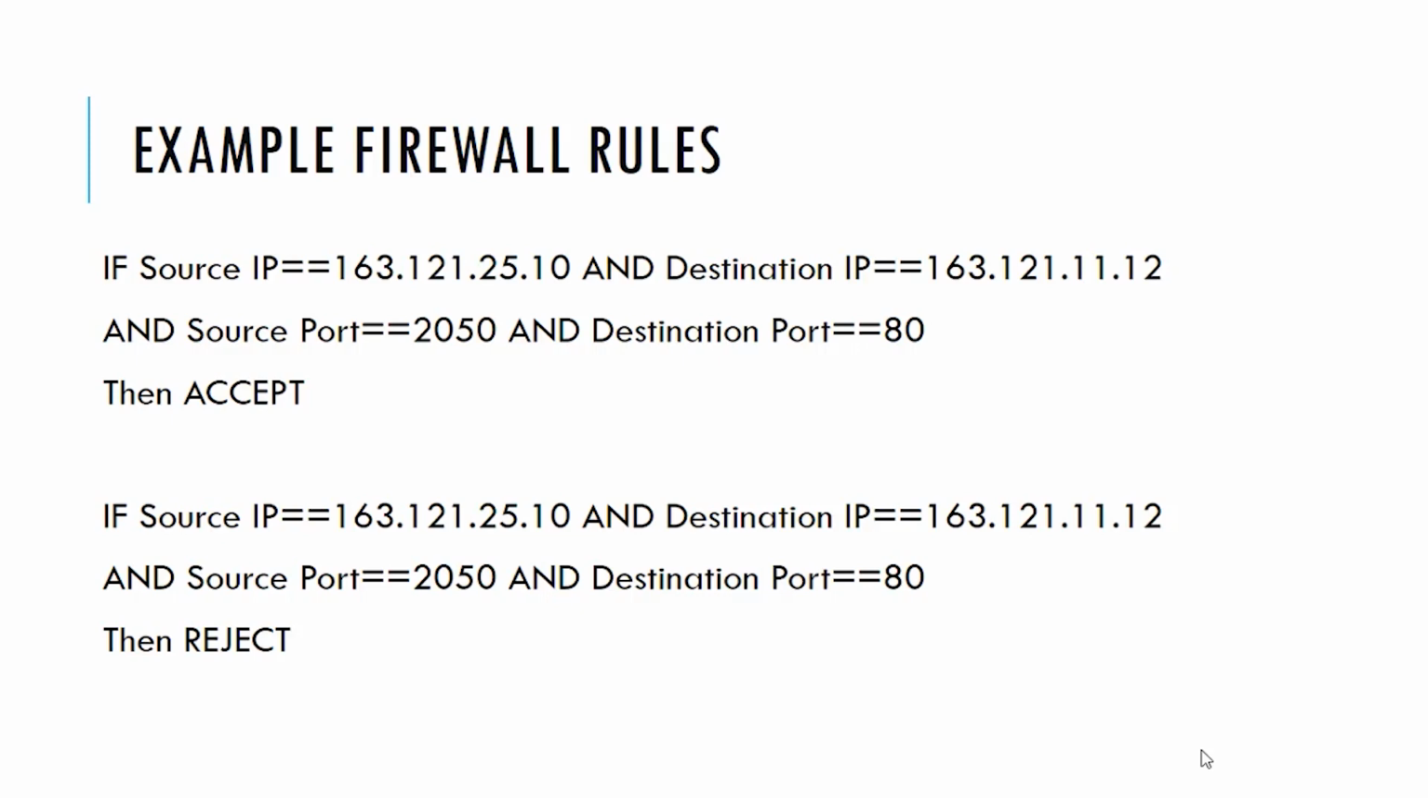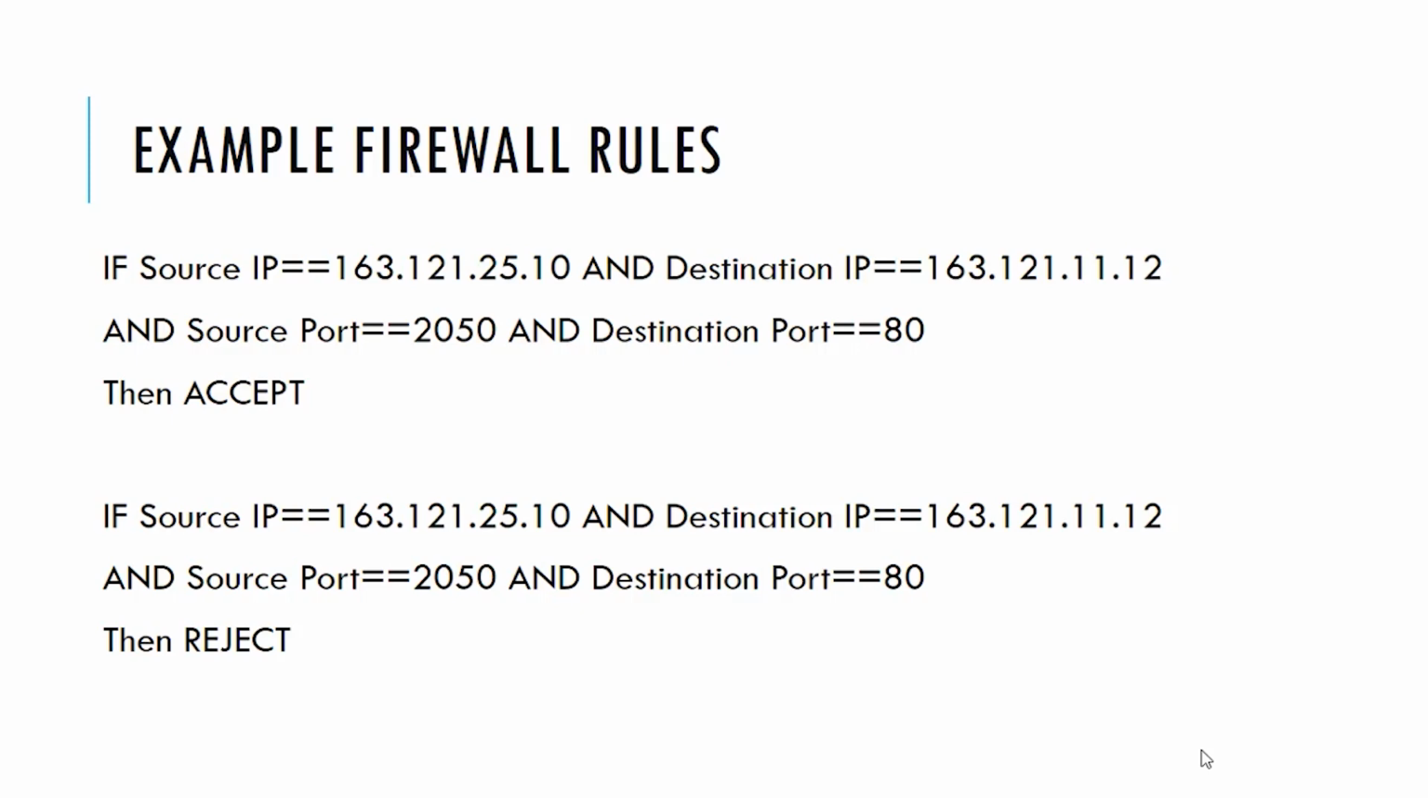It's very simple. It says that if the source IP equals 163.121.25.10 and the destination IP equals 163.121.11.12, these are inspected inside the header of the packet, in addition to the source port and destination port. If the source port equals 2050 and the destination port equals 80, then accept this packet.